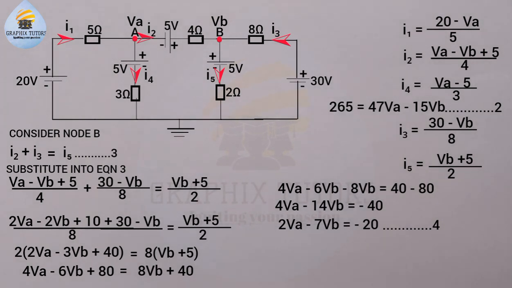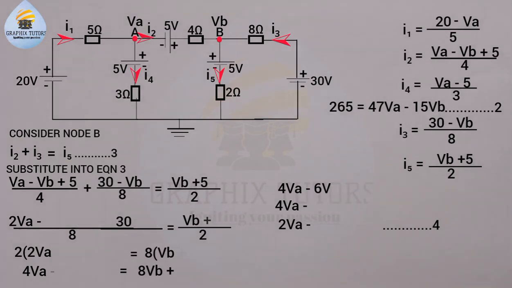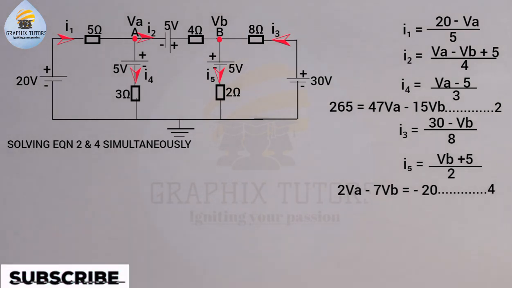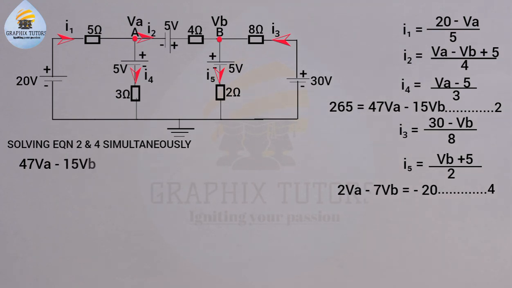Is that okay now? When we've done that, we're going to solve equation 2 and equation 4 simultaneously. If I write out my equation 2, it will give me 14VA minus 15VB equals 265. That's my equation 2. And equation 4 is 2VA minus 7VB equals minus 20. The reason why I'm taking these is because we're looking for VA and VB. Now, you can apply any method of your choice. You can use your matrix, your substitution method, or your elimination method.